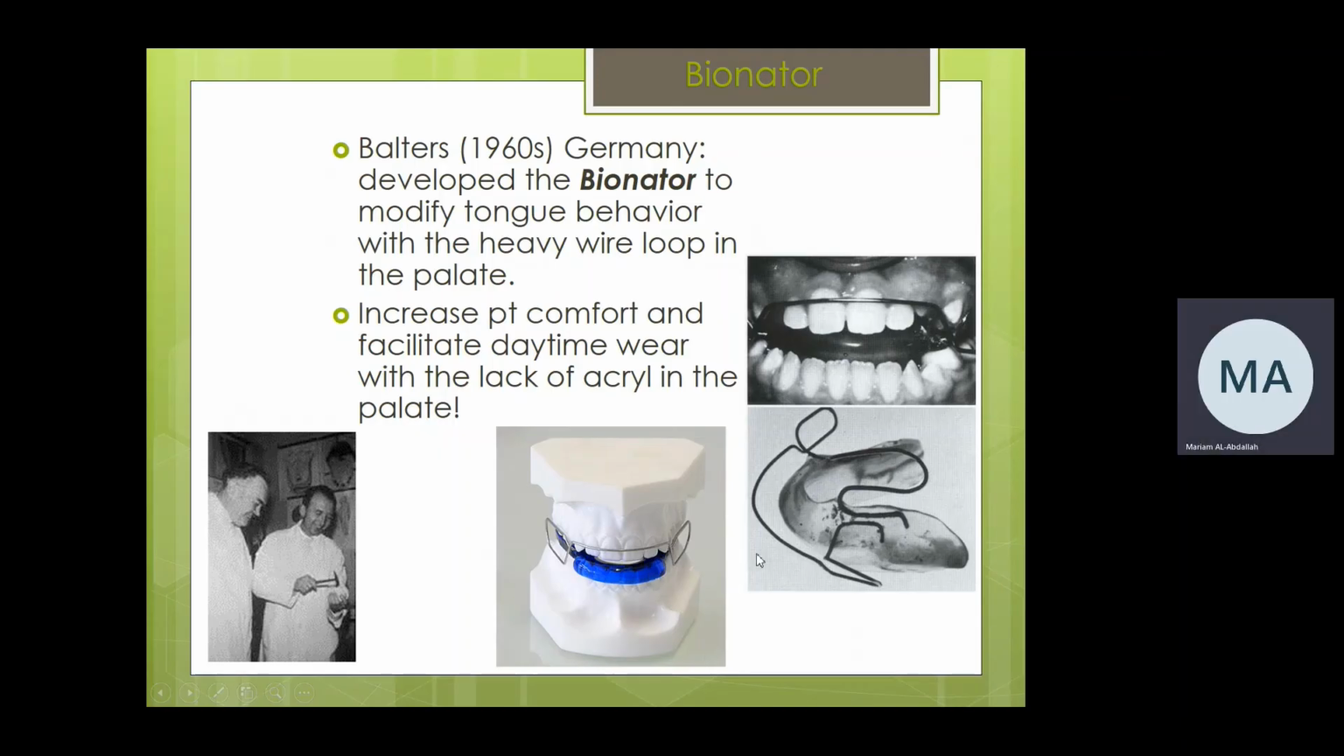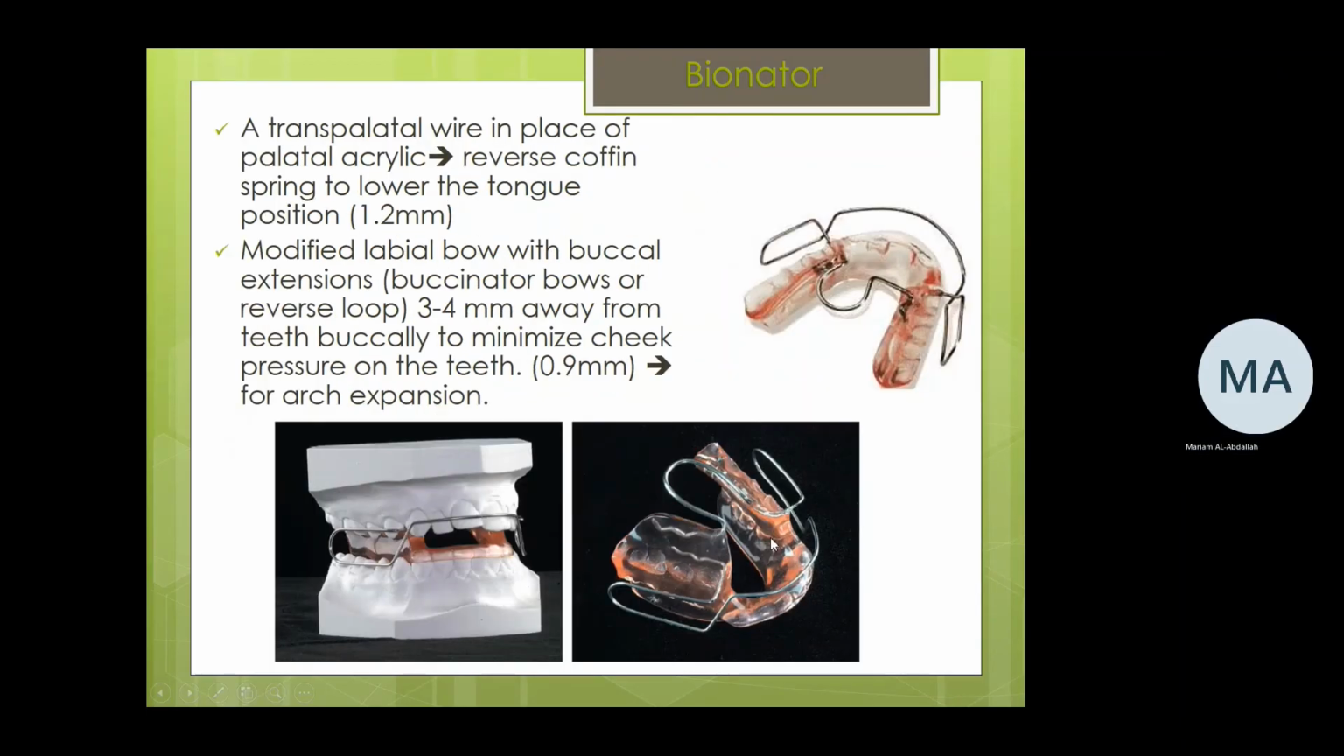So the transpalatal wire here will push the tongue down, so it will modify the tongue behavior. And it will increase patient comfort by lacking the acryl in the palate. The wire that is making the palatal cuff and spring is usually made of 1.2 millimeter stainless steel wire, while the labial bow is made of 0.9 millimeter stainless steel wire.